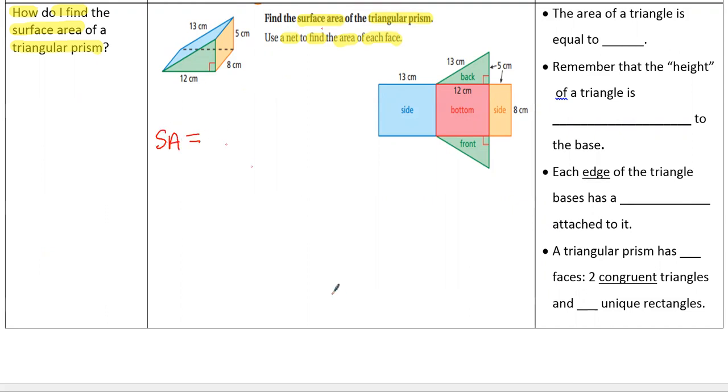equals. All right. Well, let's take a look at this here. A lot of times students look at a rectangle and they go, that's a square. Well, let's look at this blue rectangle. How long is it? 13 centimeters. You can see it here. See the blue rectangle? 13 centimeters. How long is this bottom rectangle? 12 centimeters.